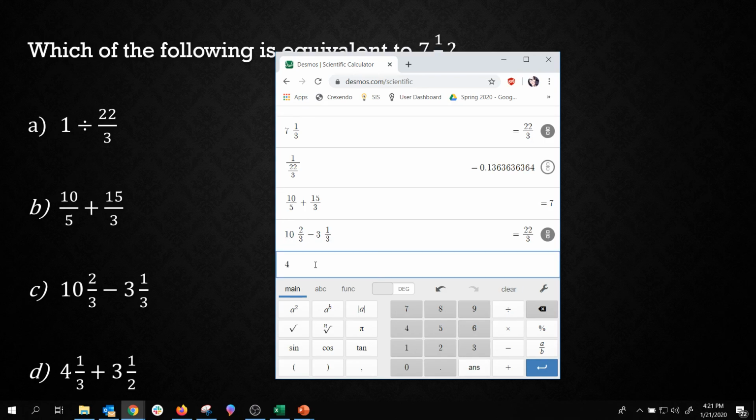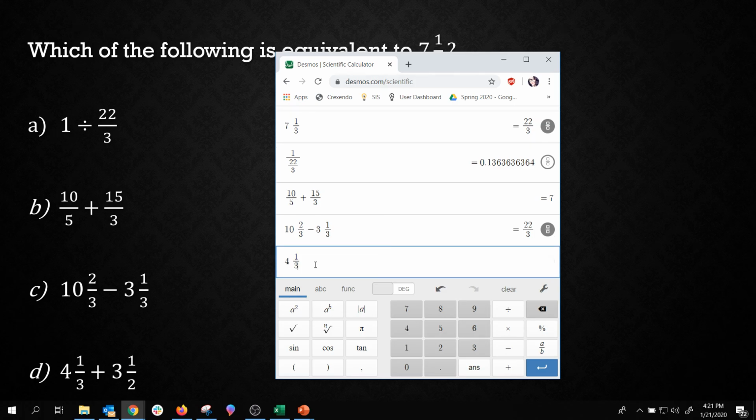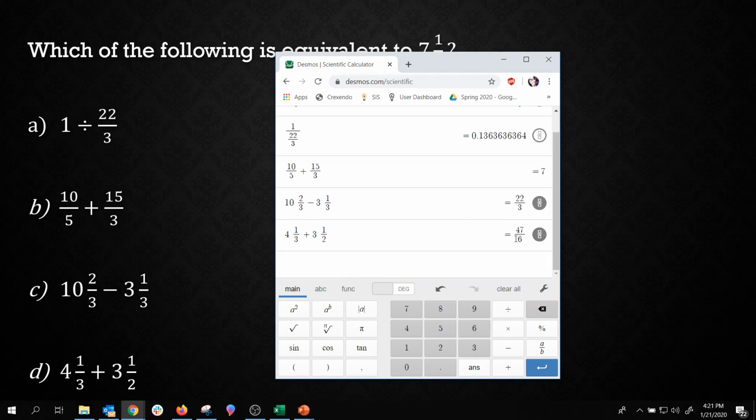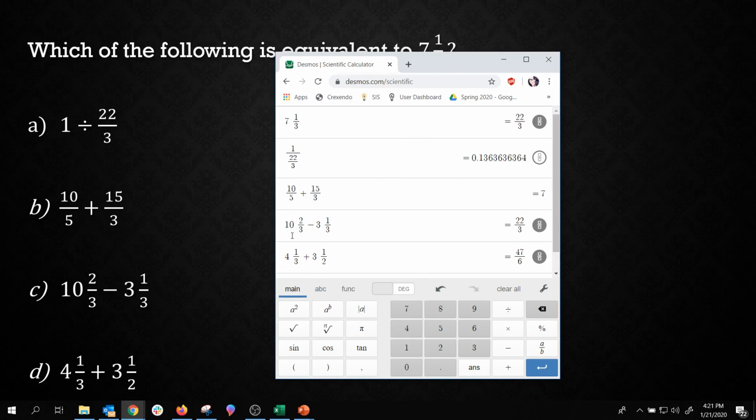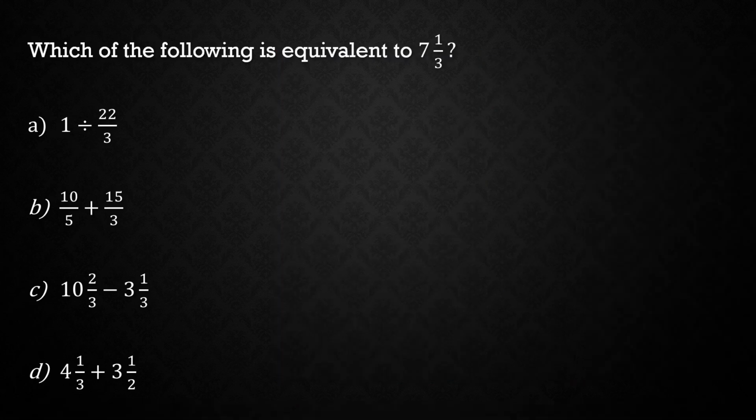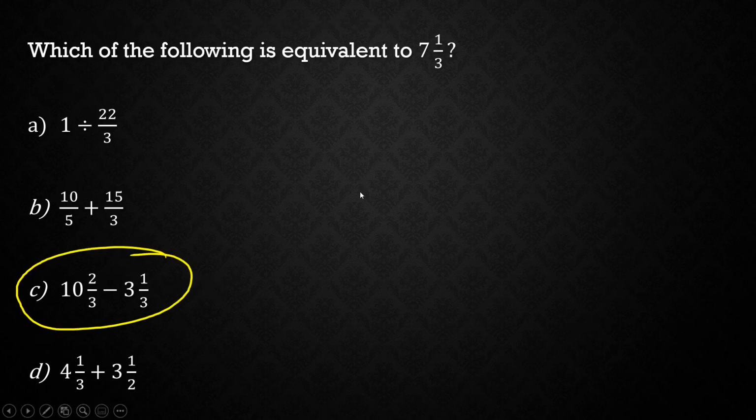And then I'm just going to check this very last one just to make sure. Plus 3 and 1/2. Yeah, this one's close, but not quite. So it looks like this one, 10 and 2/3 minus 3 and 1/3, is going to be the answer that we want. So this one right here. And again, guys, hopefully you've noticed how many of these I've just typed into my calculator and it will tell me. So make sure you're using a calculator. I'll send out a link to the Desmos calculator when I send out this video.